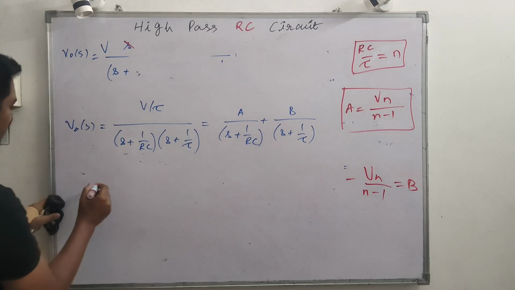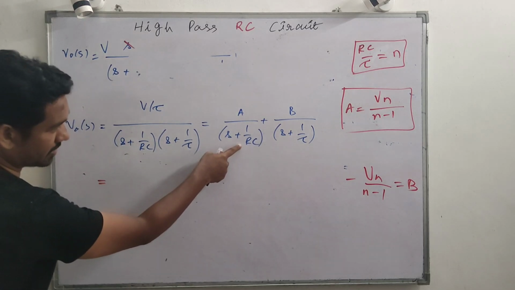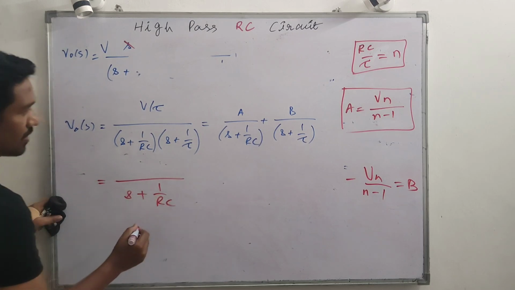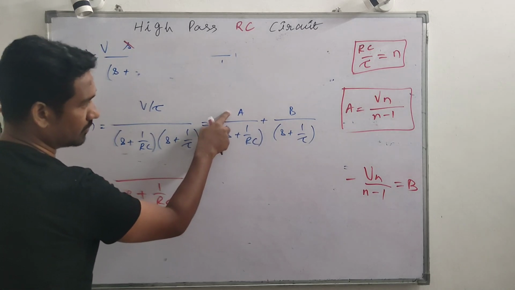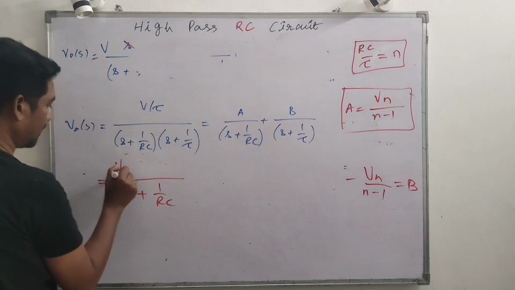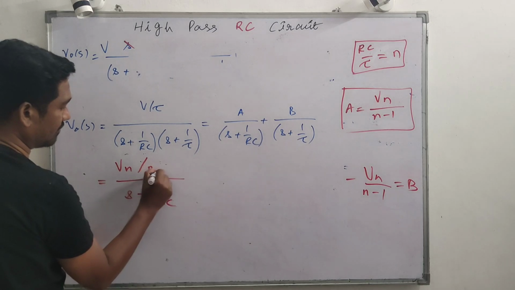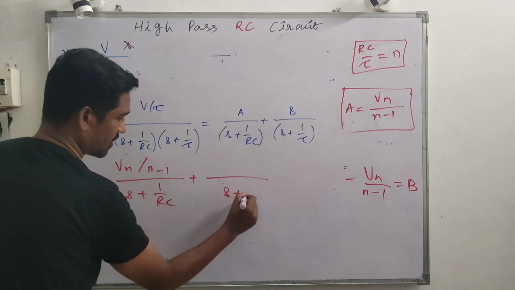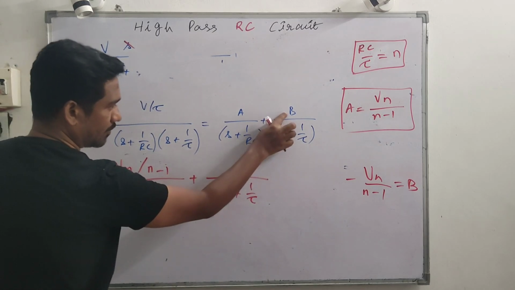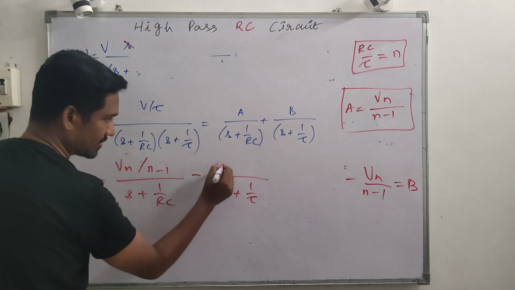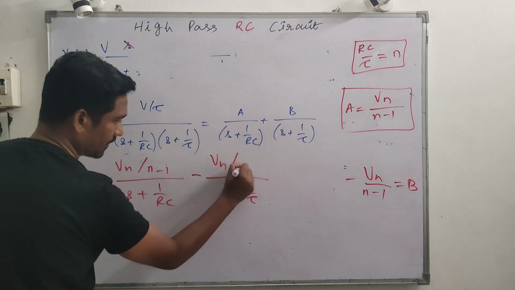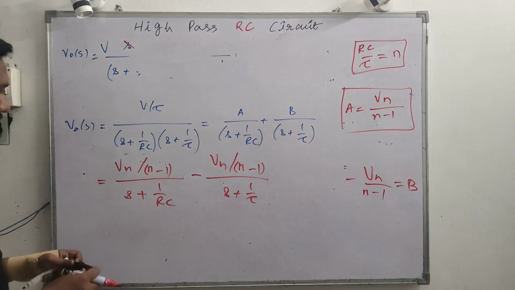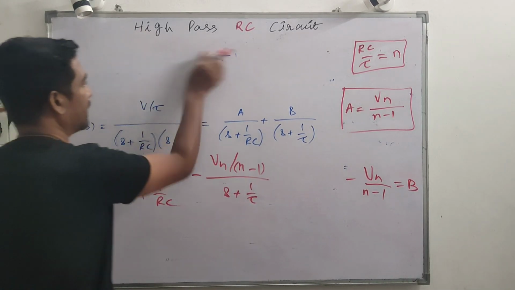Rewriting this, how can that be written as v naught of s over here? What is the a value in the denominator? s plus 1 upon rc, no change in that one. So the a value is v into n upon n minus 1, the denominator is as it is, s plus 1 upon tau, and for b we have minus v into n upon n minus 1, in the denominator of the numerator fraction. And yeah, we are almost there.